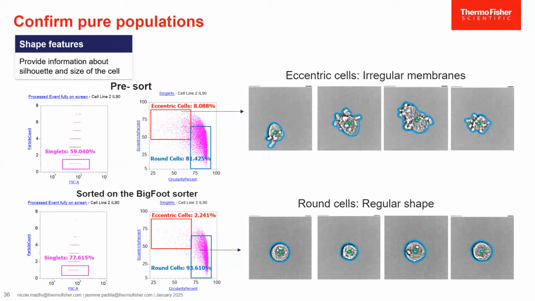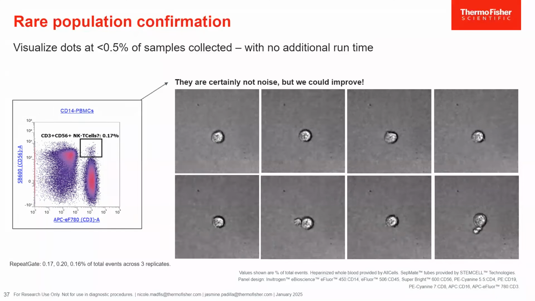And you can see the increase in percentage of healthy round cells in the bottom plot here, and how these look and compare to the more eccentric, less healthy cells in the top right. If you want to confirm the occurrence of rare populations, this is also possible. And in some cases, this can suggest physiologically relevant events.